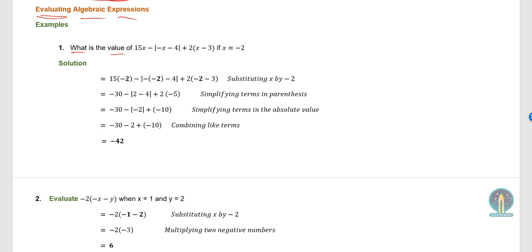What is the value of 15x minus the absolute value of negative x minus 4, plus 2 times the quantity x minus 3, if x is equal to negative 2? So, what is the quickest way to solve this? Well, just take the negative 2 for x and plug it in, right? Plug it in anywhere you see x, just put in negative 2.